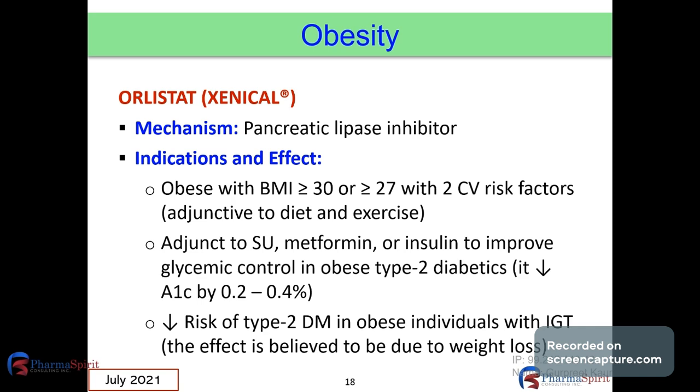It also can be added to sulfonylurea, metformin, or insulin to improve the glycemic control in patients with type 2 diabetes. And orlistat also reduces the risk of type 2 diabetes in obese patients who have impaired glucose tolerance. So it can reduce the development of type 2 diabetes or the progression from impaired glucose tolerance. It prevents the impaired glucose tolerance from becoming an actual type 2 diabetes.